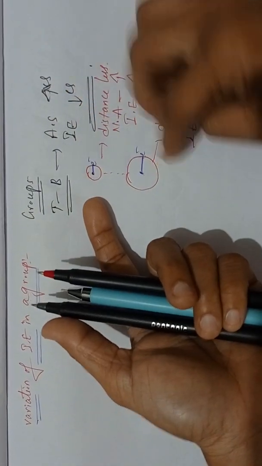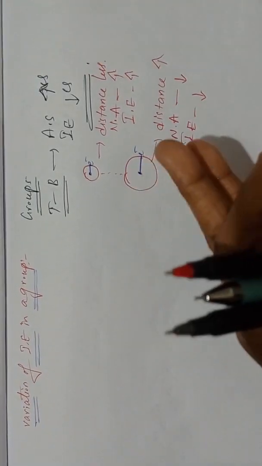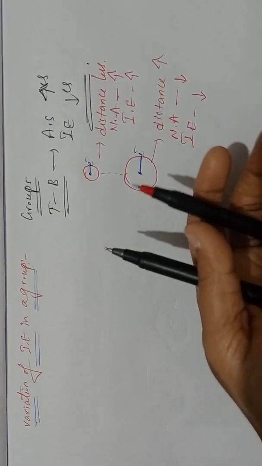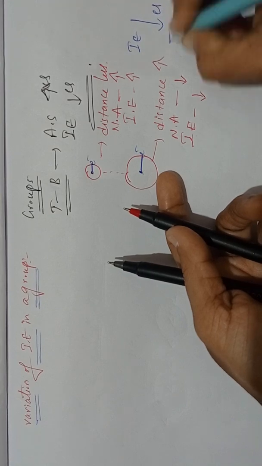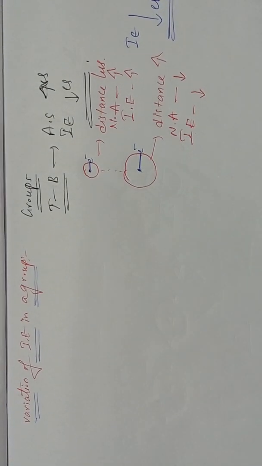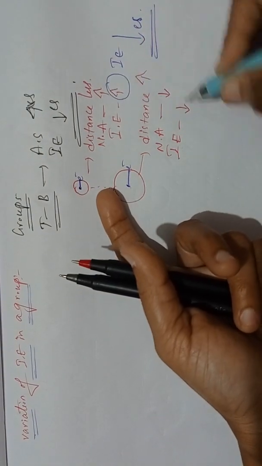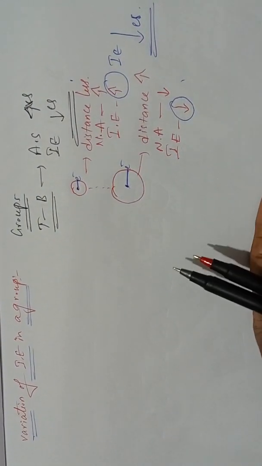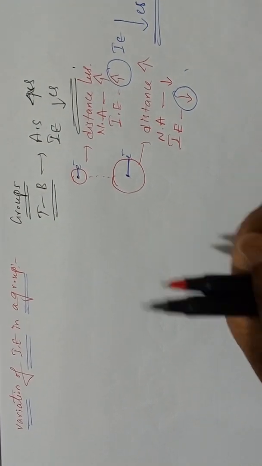So from top to bottom, here it is more, here it is less. More to less from top to bottom is nothing but ionization energy. Finally we can say that ionization energy decreases. Are you clear? Ionization energy, what will happen? It decreases from top to bottom. Are you clear, students? Ionization energy decreases.